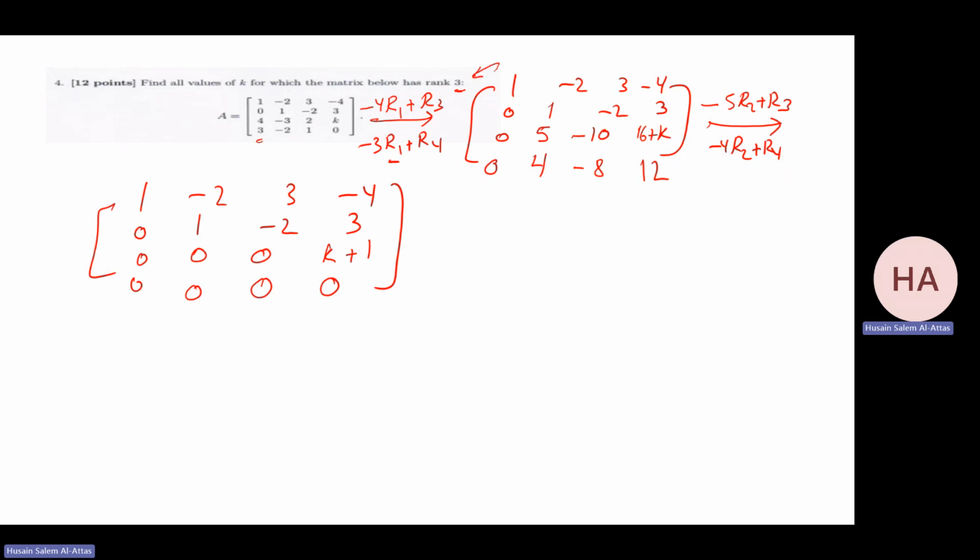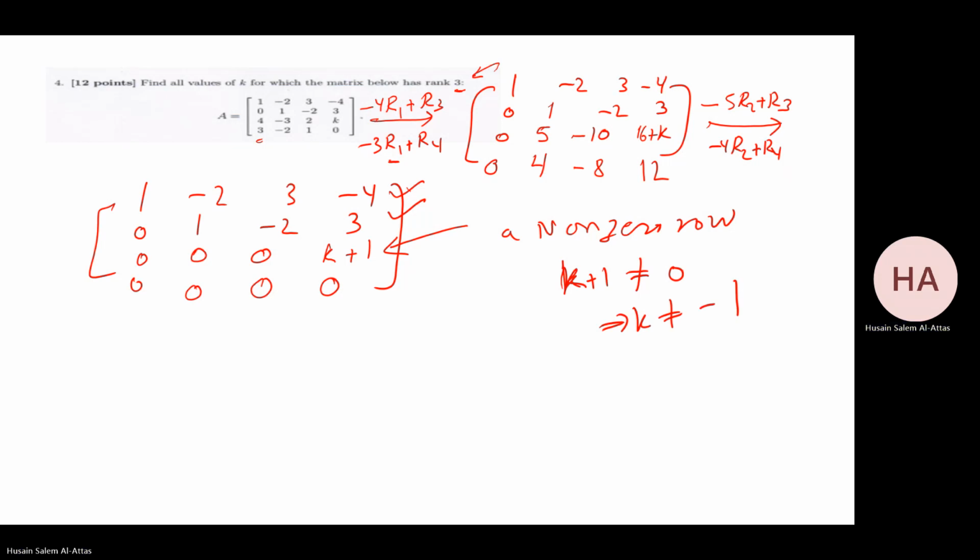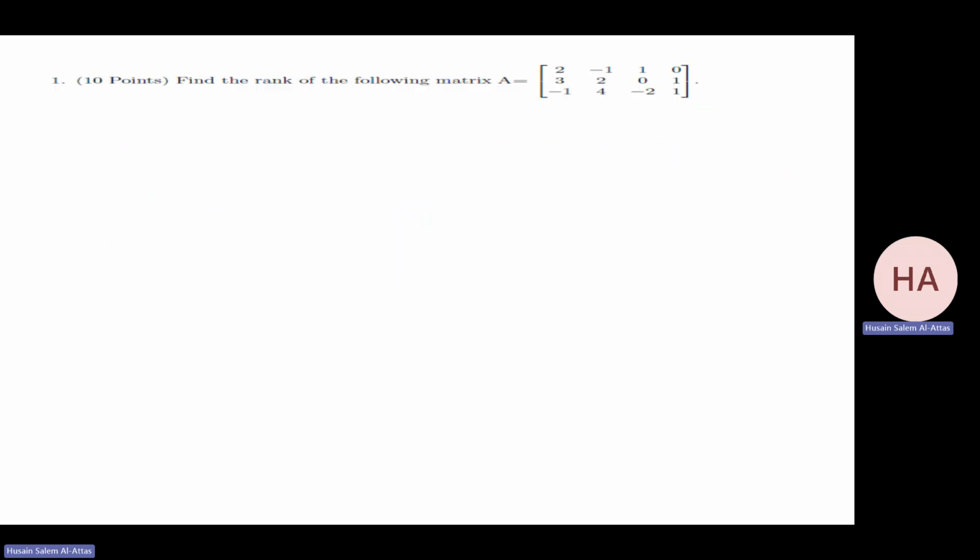So I need the rank to be 3. So I need 3 non-zero rows. I have 1, 2. That means this should be a non-zero row. So my condition is k plus 1 not equal to 0. So it means k not equal to minus 1. Be careful. Yeah. I need 3 non-zero rows. I have 2. This is already 0 row because I have the rank is equal to 3. So k plus 1 should not equal to 0.